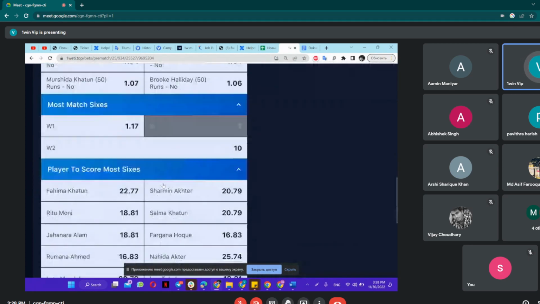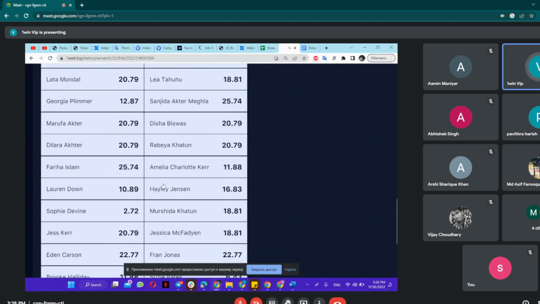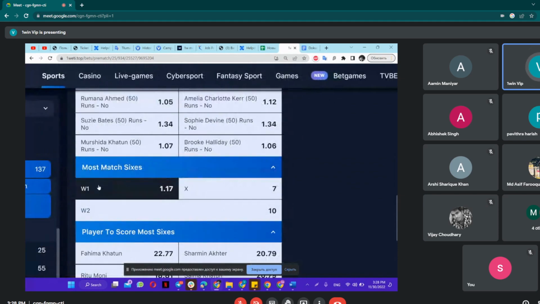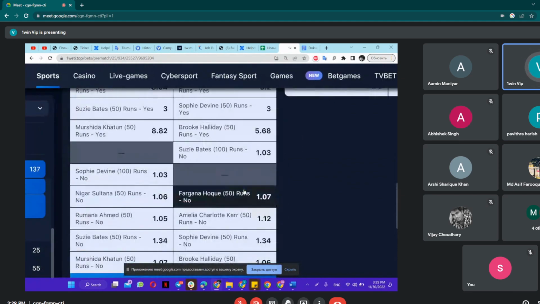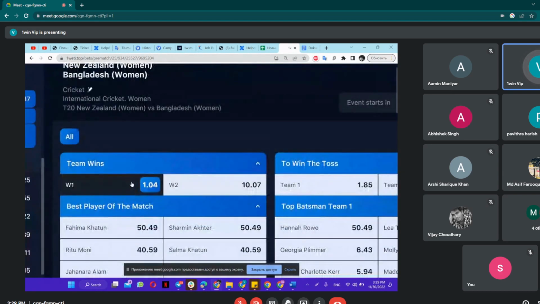Another example, for example, most match size, W1, W2, draw. Full range, no refund. Back to team wins. There is no full range. We don't have betting on draw result, which means we will have a refund in case of a draw, no matter which team we are placing a bet on.